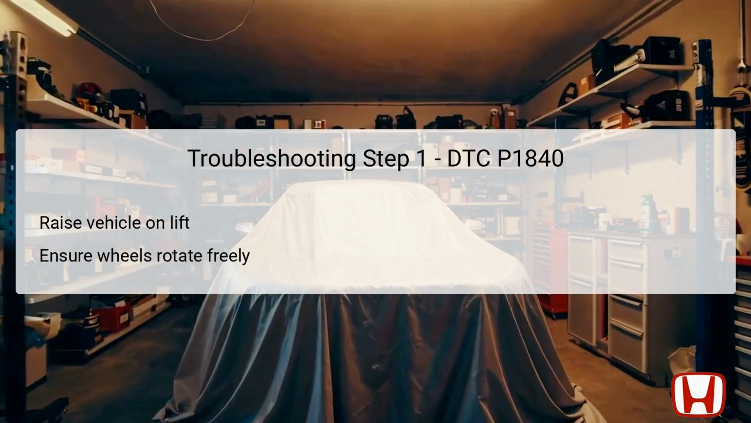The first troubleshooting step in addressing DTC P1840 involves raising the vehicle securely on a lift. It's crucial that the car is supported adequately, allowing for a safe inspection and operation of the vehicle's components. Once elevated, the technician must confirm that all four wheels can rotate freely. This ensures accurate testing of the CVT system.